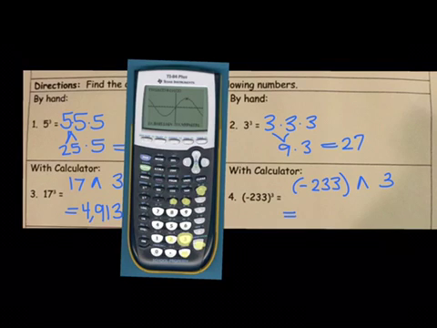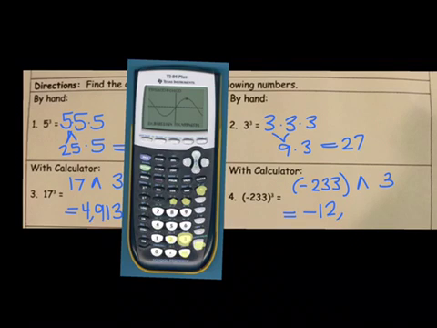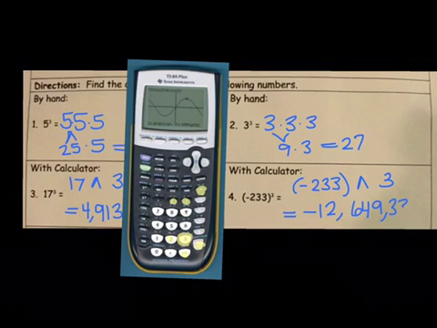Alright, and what I got on my calculator is negative 12,649,337. Which makes sense because you're multiplying negative 233 by itself 3 times. It's going to be a really big number. Alright, and I always like to double check myself, so let's double check that. Alright, I double checked it, and that's what I got. So that should be your answer for that one.